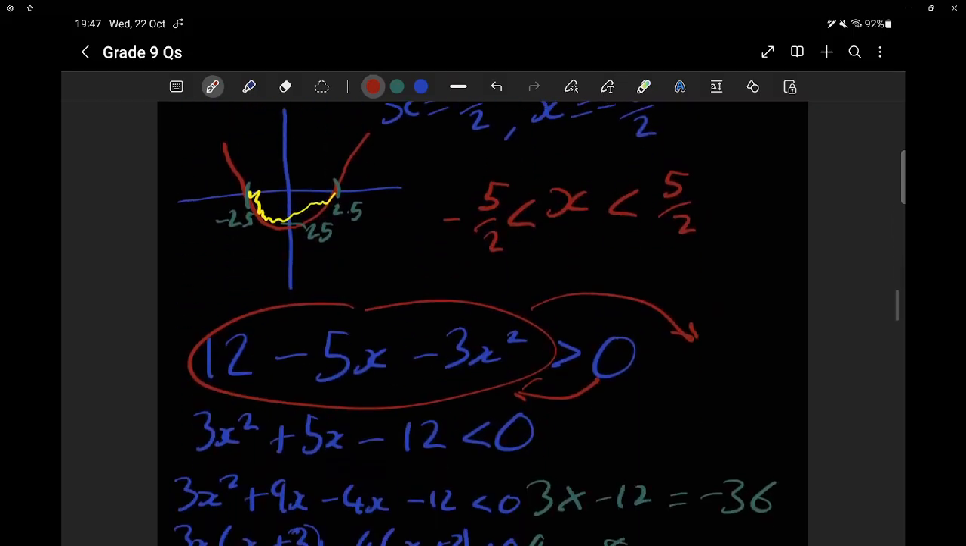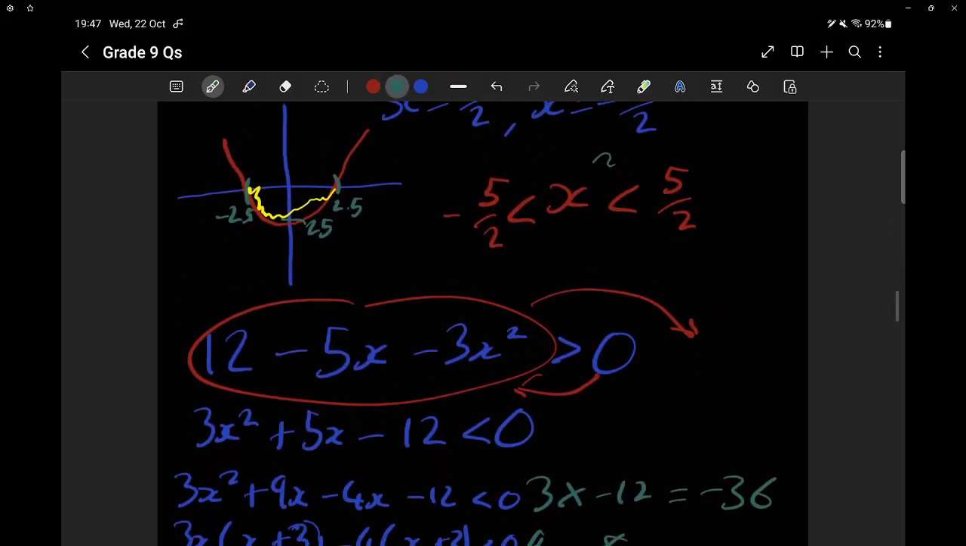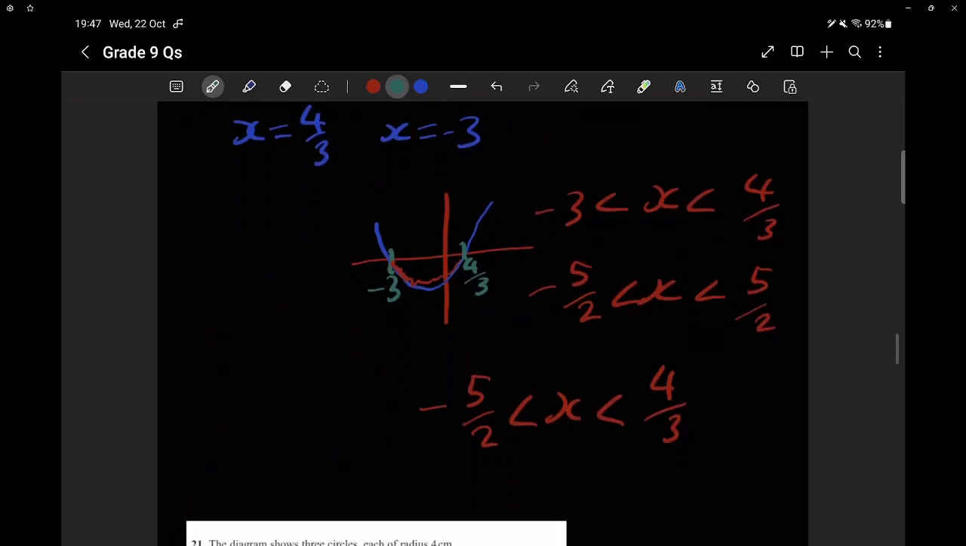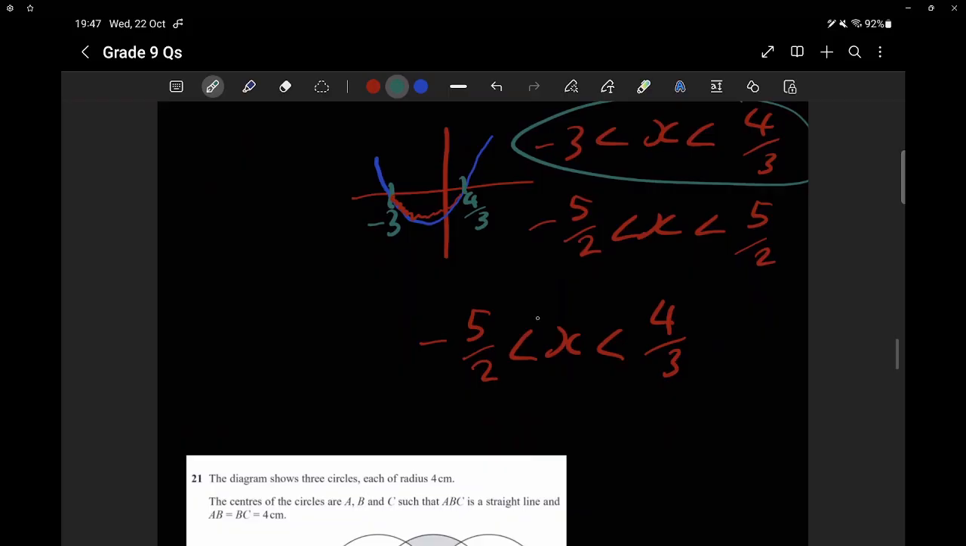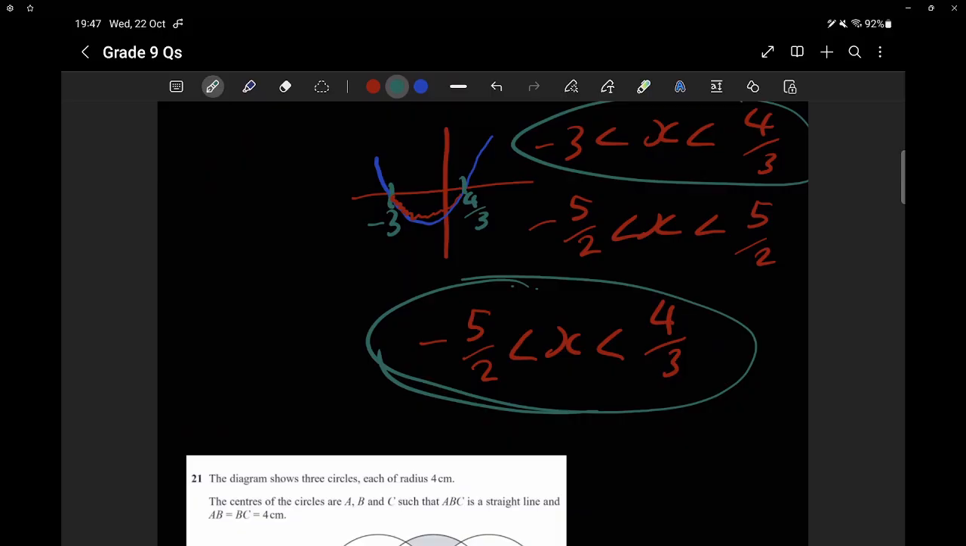So I expect most of you will be able to find this inequality, and hopefully you'll be able to find this inequality as well. But then the final mark comes from putting it in this final inequality there. Okay, so we need to make sure we're doing that.